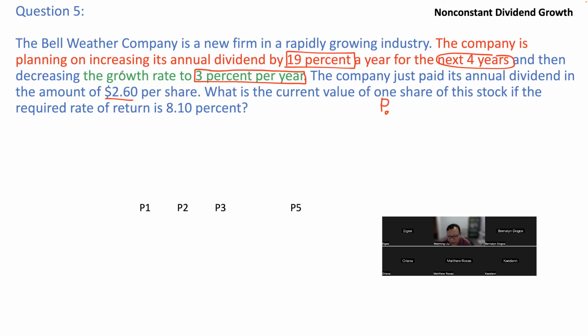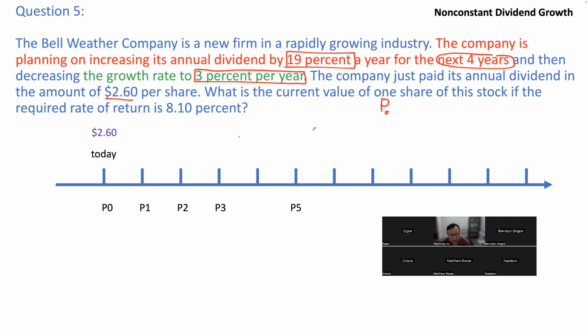We're going to draw a picture first. The picture will help us. So you draw a timeline, and you were given quite a bit of information for today. You are looking for T0. This is what you are looking for. And they tell you that the company just paid an annual dividend in the amount of 2.6. So this is D0, they just paid. So D0 equals 2.6, right?